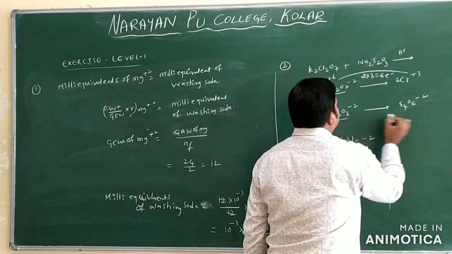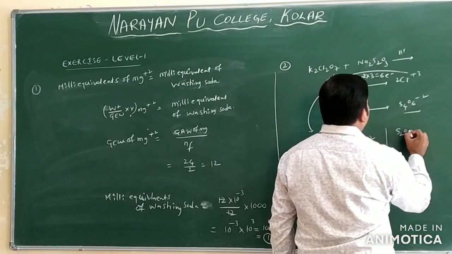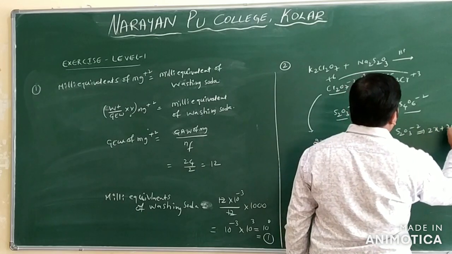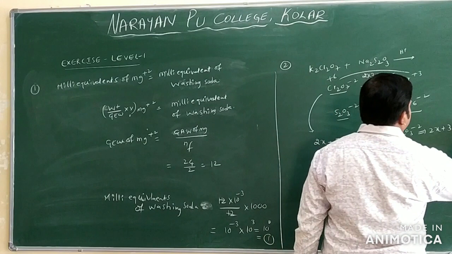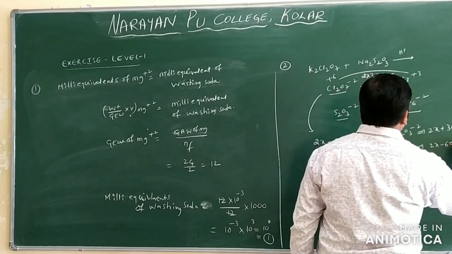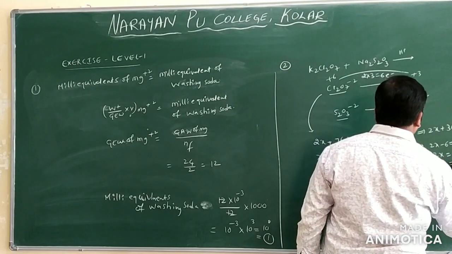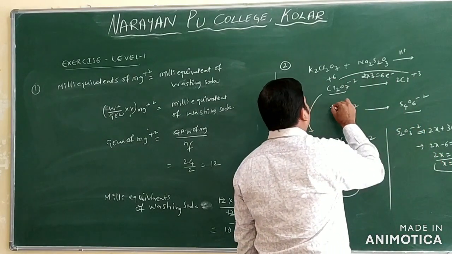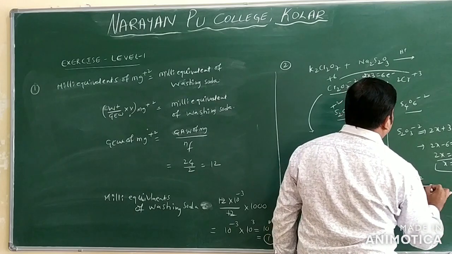Now come to S2O3 2- and S4O6 2-. If you take S2O3 2-, how can you write it? This is 2x plus 3 into oxygen oxidation number, which is minus 2, equal to minus 2 only. From this you will write 2x minus 6 equal to minus 2, so 2x equal to plus 4, x equal to plus 2 only. So the sulfur here is plus 2 only.